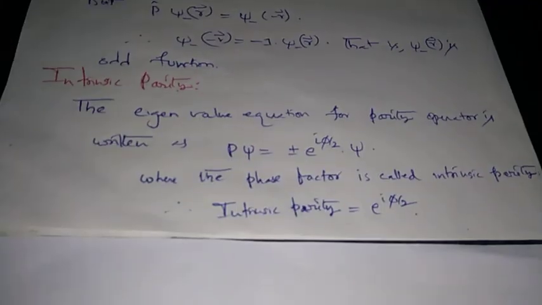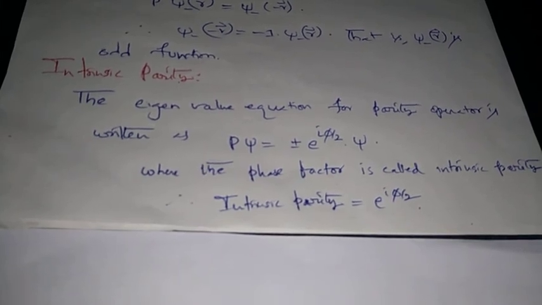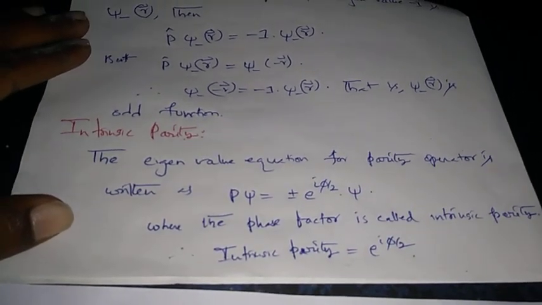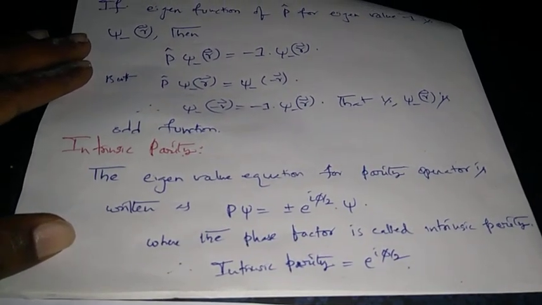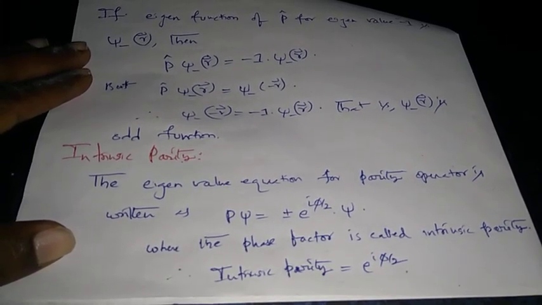Intrinsic parity. The eigenvalue equation is written as P psi is equal to plus or minus exponential i phi by 2 into psi, where this phase factor exponential i phi by 2 is called intrinsic parity.